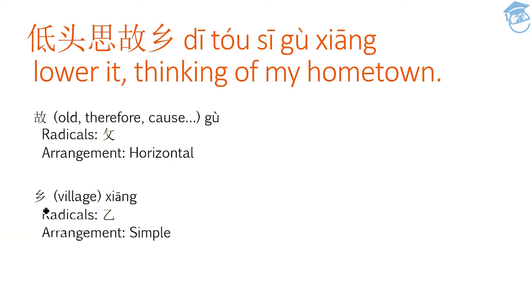The next word is 乡. 乡 means village. This is the pinyin Xiang. This is the radical. The arrangement is simple. Let's look at how to write 乡. 1, 2, 3. Okay, just 3 strokes for this word, 乡.